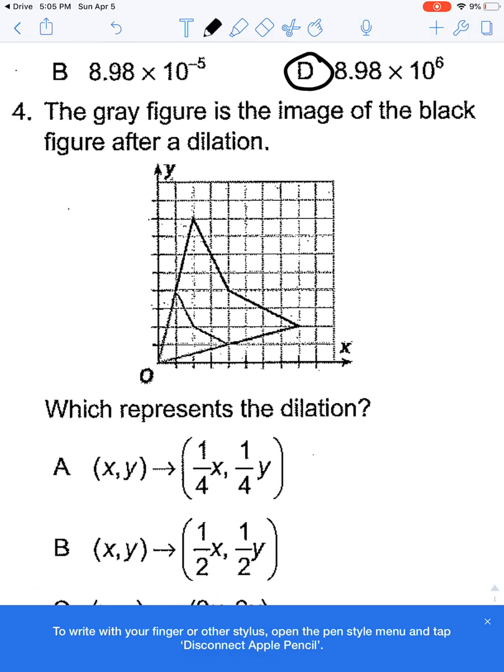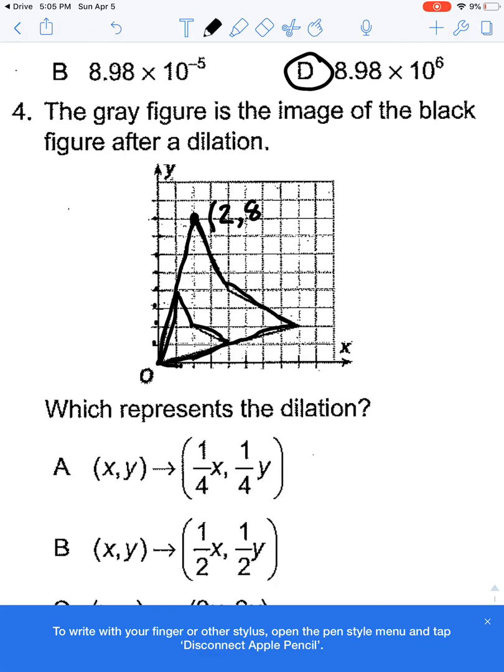The gray figure is the image of the black figure after a dilation. This is hard to see, but the gray figure is actually this smaller figure here. The easiest way to do this is to look at what happens to this bigger black figure, and I don't know how to change my colors yet in Notability. I'll get better at this as I go. But anyway, to go from this big figure to this smaller figure, what's happening? I think the best way to do this is just look at a point. Let's look at this point. The x value for this is 2, and then the y value for this is 1, 2, 3, 4, 5, 6, 7, 8.